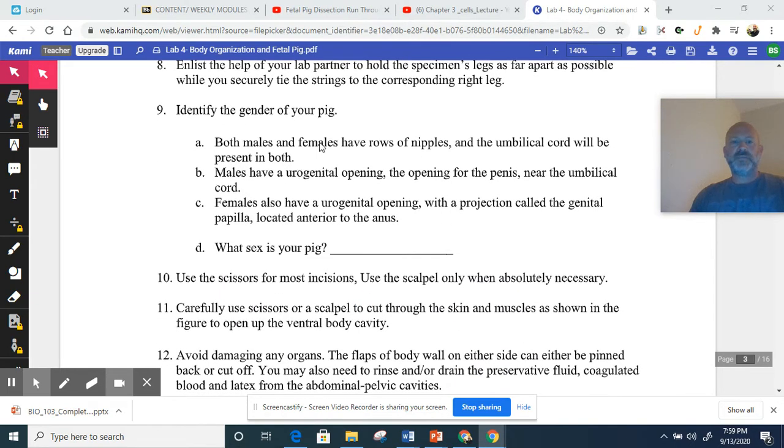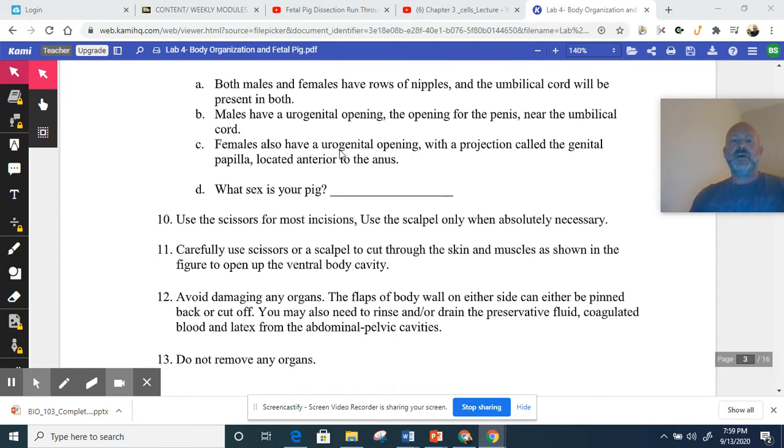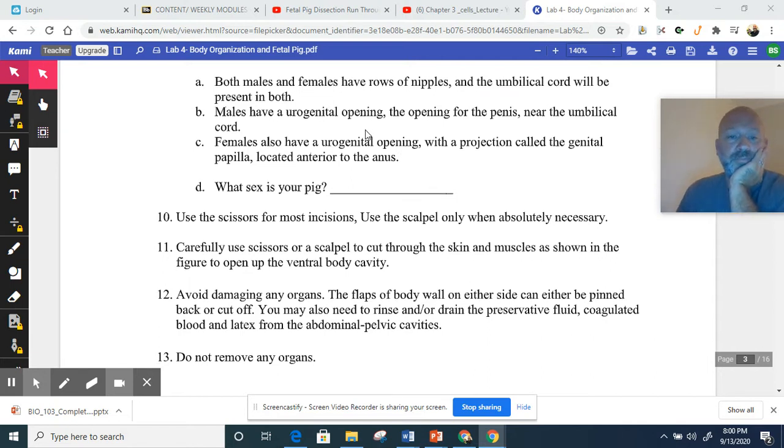And then it would instruct you on how to identify the gender of the pig, because both males and females have rows of nipples and an umbilical cord. However, the male's urogenital opening would be near the umbilical cord, and the females also have a urogenital opening, however, it would be closer back towards the anus. So if you look under the tail at the anus, if there are 2 holes, you have a female. If there's only 1 hole back there, you would have a male, because the second urogenital opening for the male is up along its belly underneath the umbilical cord.